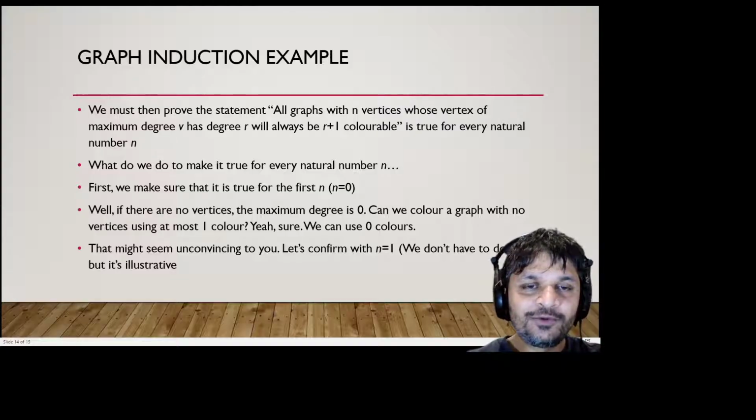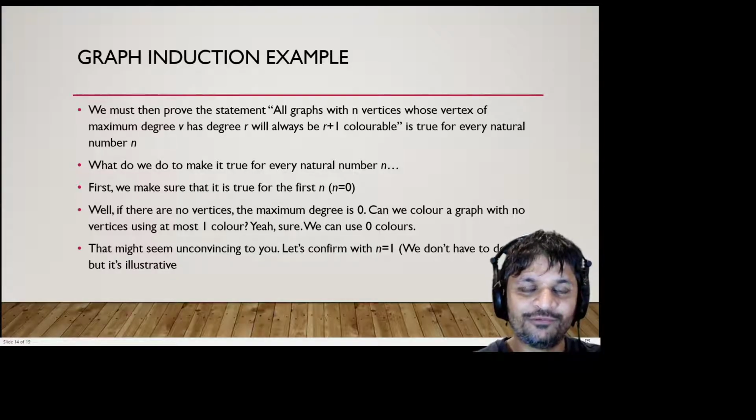Now, I want to prove that the statement is true for every natural number n. Okay? But as I said earlier, that means there's an infinite number of n's, right? And you guys know me well enough to know that I'm way too lazy to prove something true for every natural number n. So what I'm going to do is make sure that it's true for the first n. Now, the first n is where n is 0. So all graphs with 0 vertices.